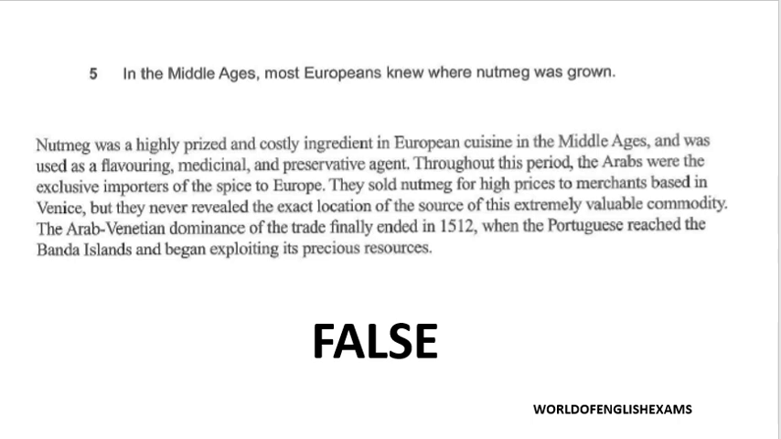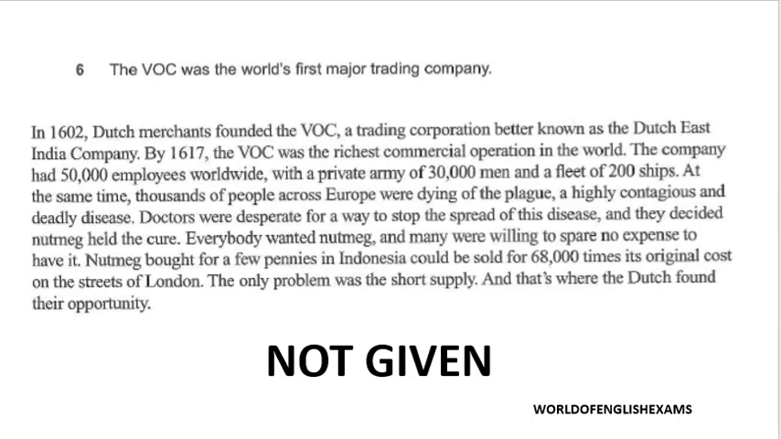So let's proceed to the next question. The next statement says the VOC. So what is VOC? It should be read in the passage, but this is a term that could be used as an indicator or an identifier. The VOC was the world's first major trading company. So VOC, as you understood by now, is a trading company, but we need to find whether it is the world's first major trading company or not. So let's look at it.